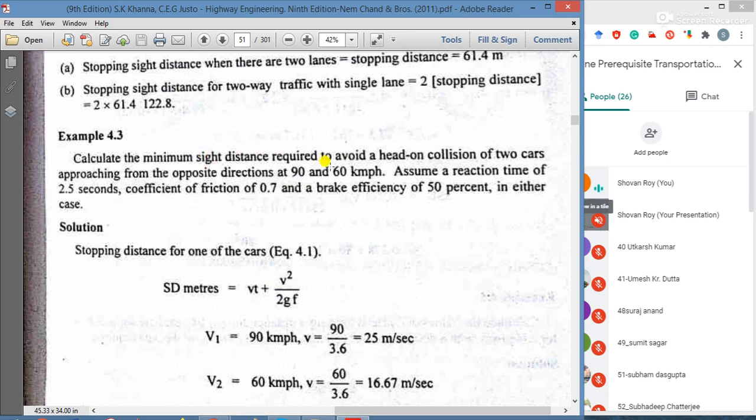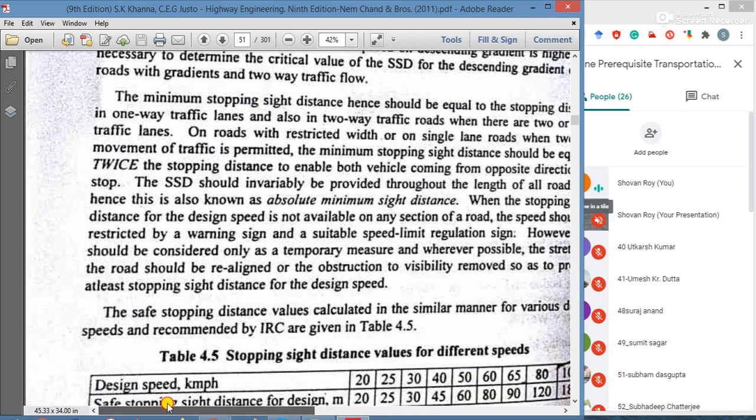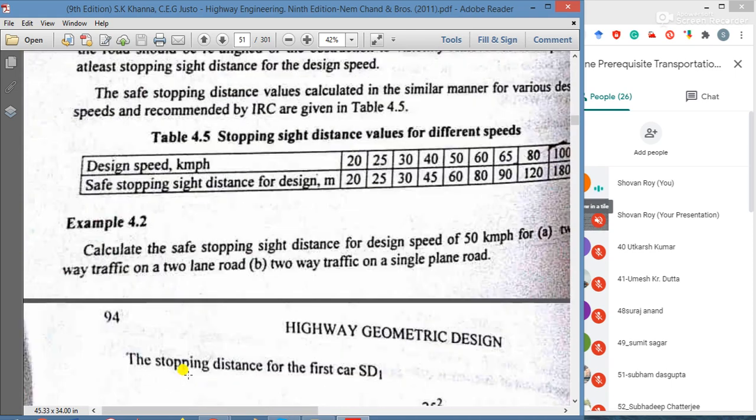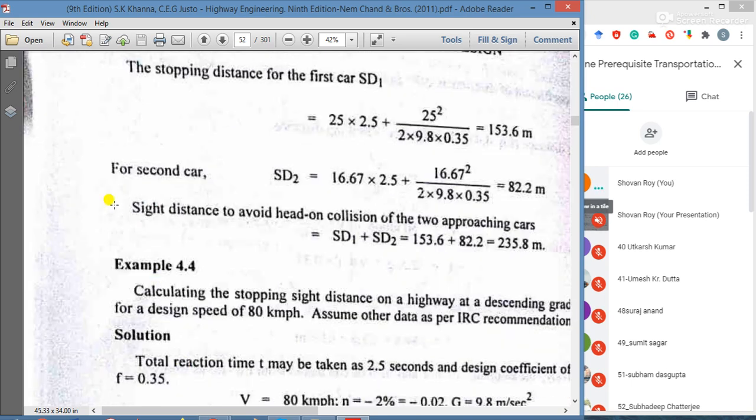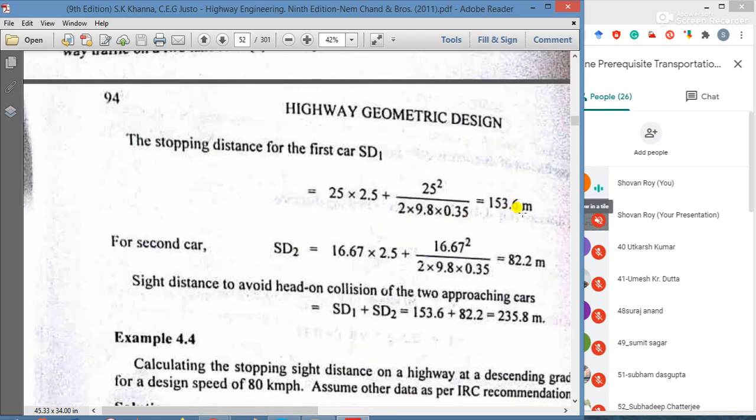Now the question was: calculate the minimum sight distance required to avoid head-on collision of two cars. So the sight distance to avoid head-on collision of the two approaching cars would be SD1 plus SD2. SD1 value is coming 153.6 and SD2 value is 82.2. So the sight distance would be the summation of SD1 plus SD2 to avoid head-on collision of two approaching cars. The value is 235.8 meter. This is the answer.